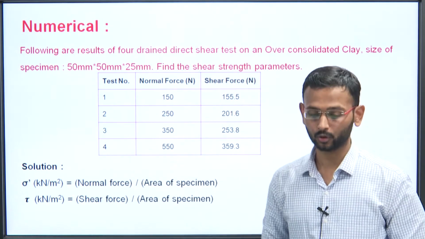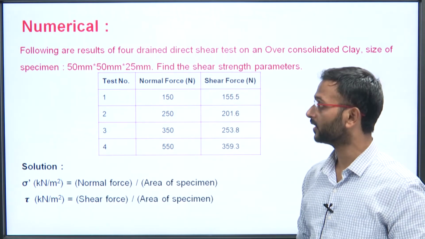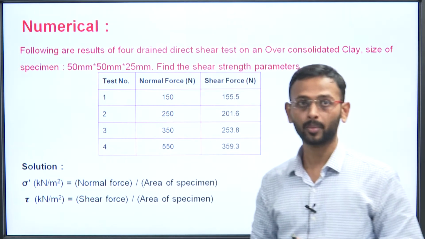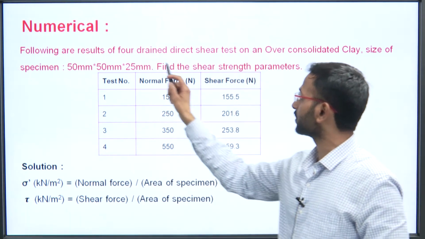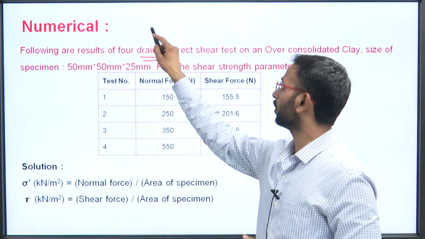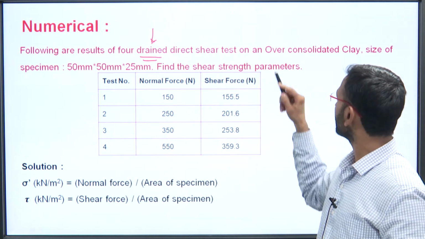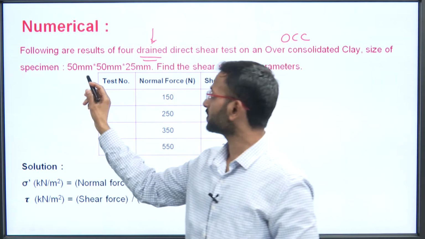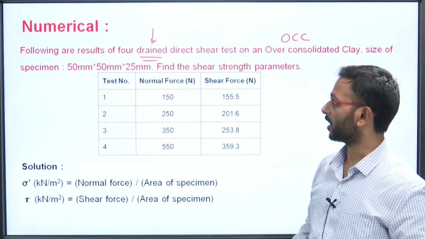Now let us take a look at a numerical here of this direct shear test, which will help us in understanding how this is helping in understanding the different shear parameters. Following are the results of 4 drained direct shear tests. So it is given drained tests, alright. So that is given to you on an over consolidated clay. So OCC is given to you. Size of the specimen is 50 mm by 50 mm by 25 mm. Find the shear strength parameters, alright.